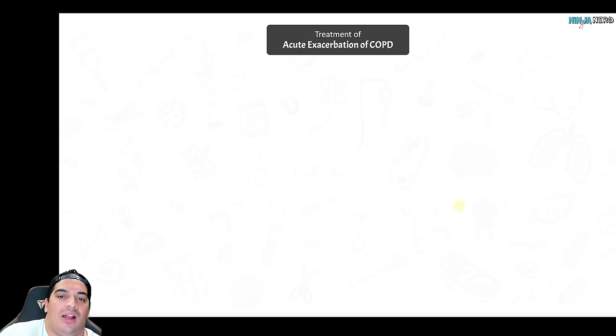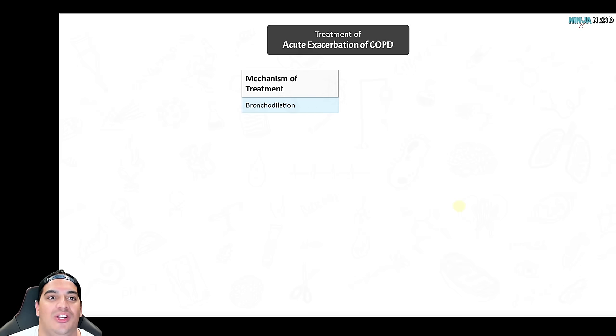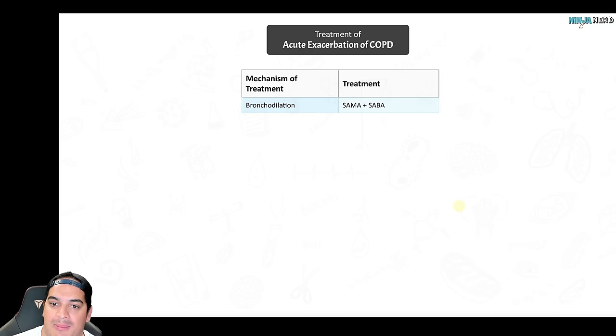Now, the last component that I want to talk about here in a patient who has COPD is the treatment of an acute exacerbation of their COPD. When a patient has an acute exacerbation of their COPD, you really want to try to treat these patients with massive bronchodilation. And so generally, this is going to be the combination of a SAMA and a SABA. So we call this a duoneb. It's ipratropium, which is the SAMA, and albuterol, which is the SABA.